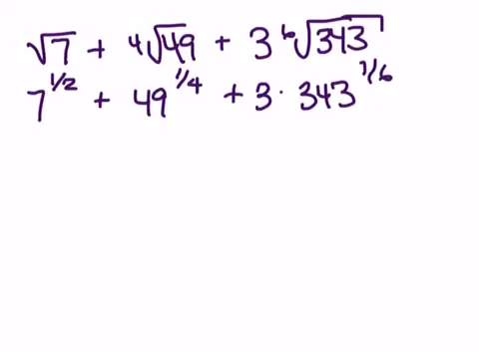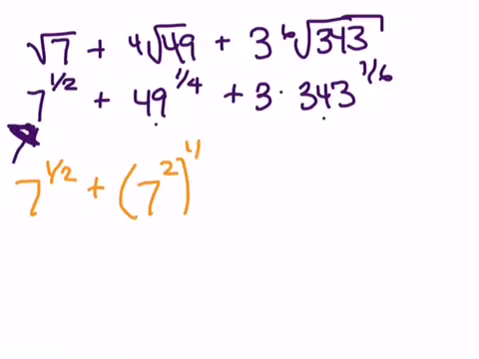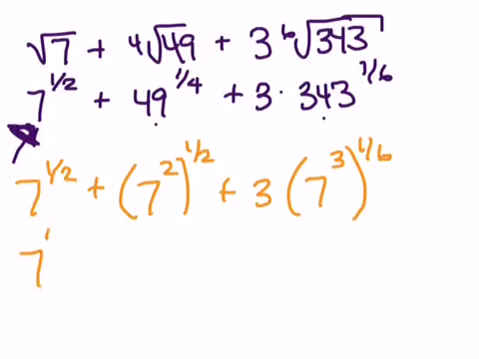So let's see, since this one is not simplifiable, let's see if I can get one or both of these to have a base of 7. I've got 7 to the 1/2. 49 can be rewritten as 7 squared to the 1/4. And 343 can be rewritten as 7 to the 3rd. So now I've got 7 to the 1/2 plus 7 to the 2/4, excuse me.